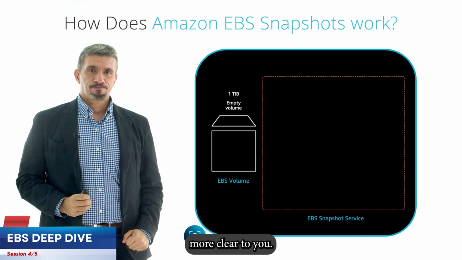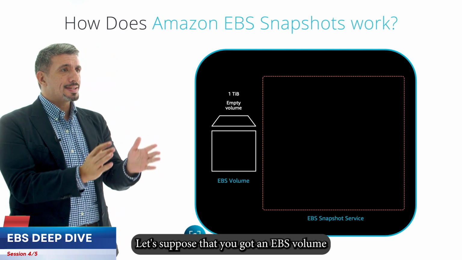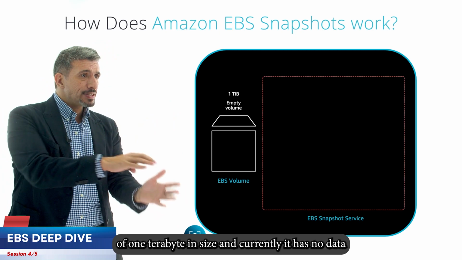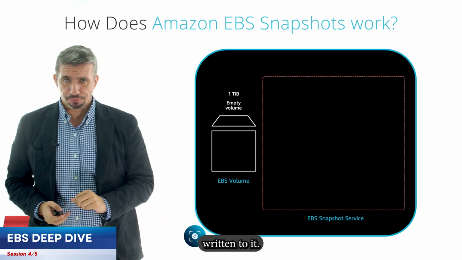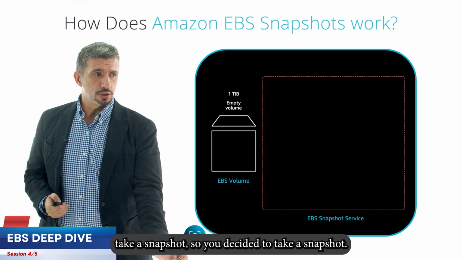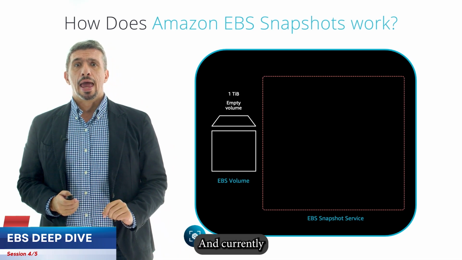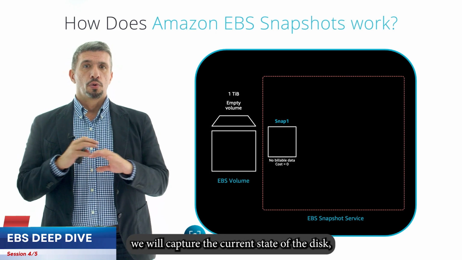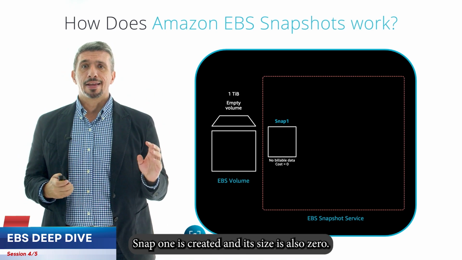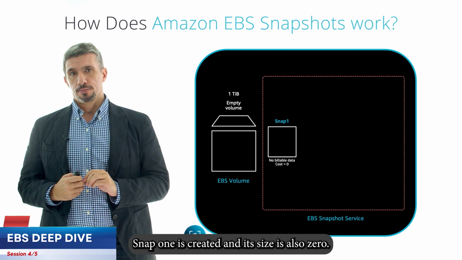Let's suppose that you have an EBS volume of 1 terabyte in size, and currently it has no data written to it. You decide to take a snapshot, which will capture the current state of the disk, which is empty. Snap1 is created and its size is also 0.